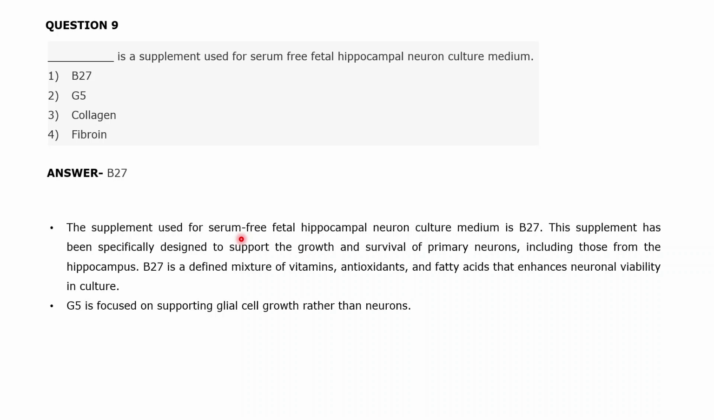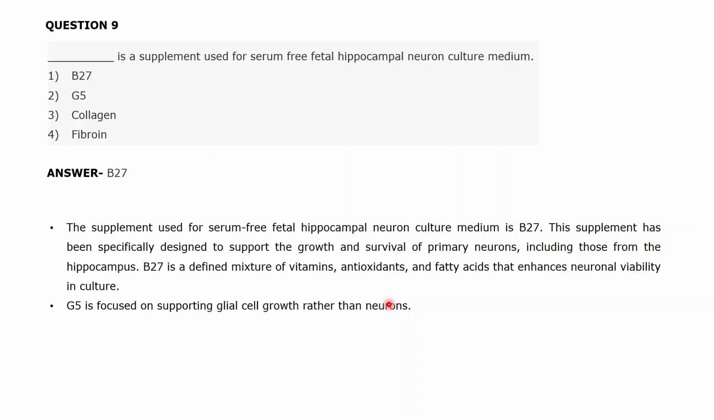So that's why B27 is a defined media and does not contain any serum. It is used to support the growth and survival of primary neurons, including those from the hippocampus, because hippocampal neurons are used to study neurodegenerative disorders. In the case of fetal growth, B27 is used. It consists of a defined mixture of vitamins, antioxidants and fatty acids that enhances neuron viability in culture, while G5 is used to support glial cell growth rather than neurons.